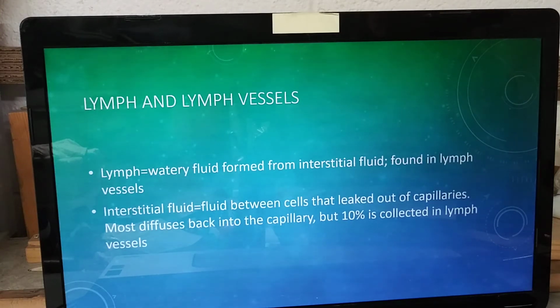So definition-wise, lymph is a watery fluid which is formed from interstitial fluid, and it's found in the lymph vessels. Interstitial fluid is just the fluid that's between the cells that leaked out of the capillaries. So it's in the tissues, and it's a clear fluid, very much like plasma, but the proteins have to stay inside of the capillaries, so it's the fluid that has the smaller elements to it. Carries the nutrients to the cells, carries wastes away from them. Most of that diffuses back into the capillary, but about 10% is collected into the lymph vessels.